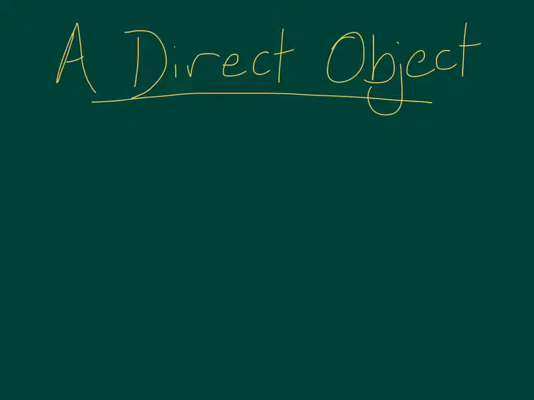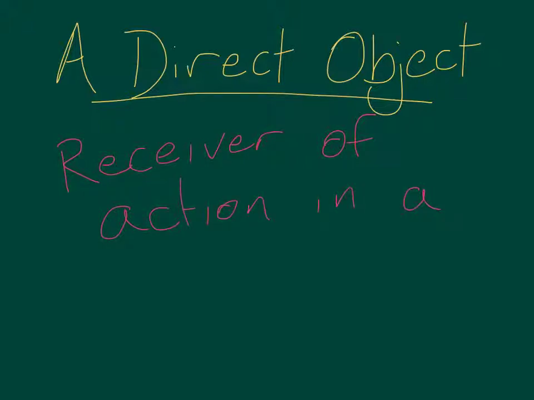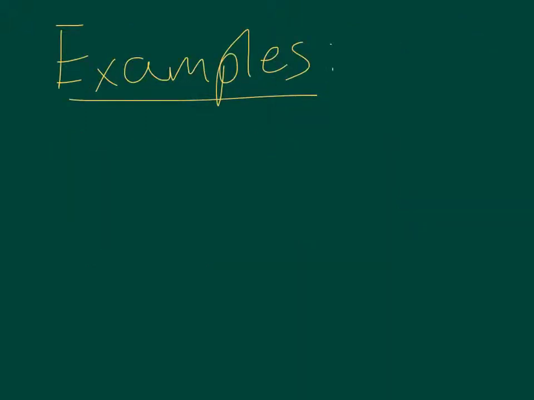So a direct object is the receiver of action in a sentence. So it is the object of the verb, whereas our subject that we've seen before, Cornelia runs, Cornelia reads, Cornelia writes, they don't have a receiver. It's just the subject, Cornelia. With the direct object, we can add something onto the end of that. So, for instance, Cornelia reads a book.